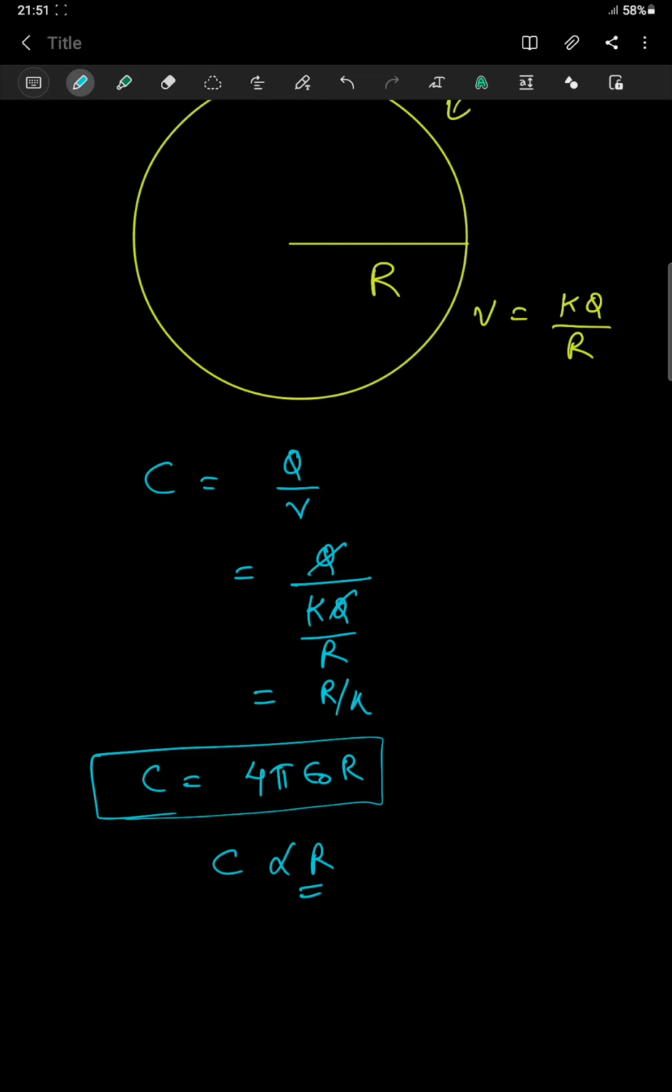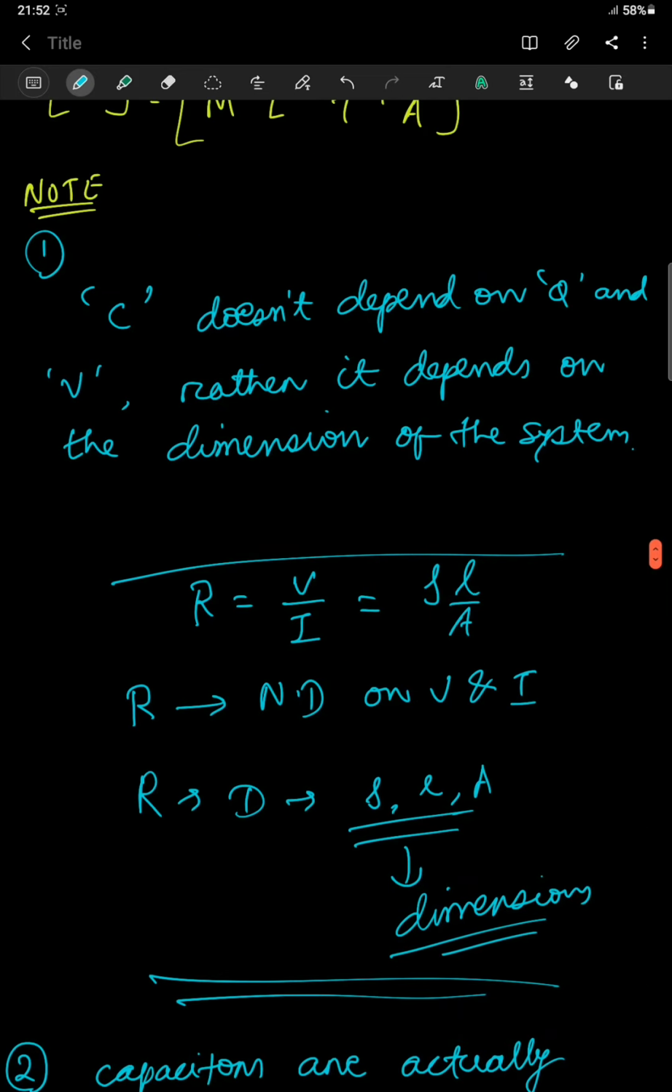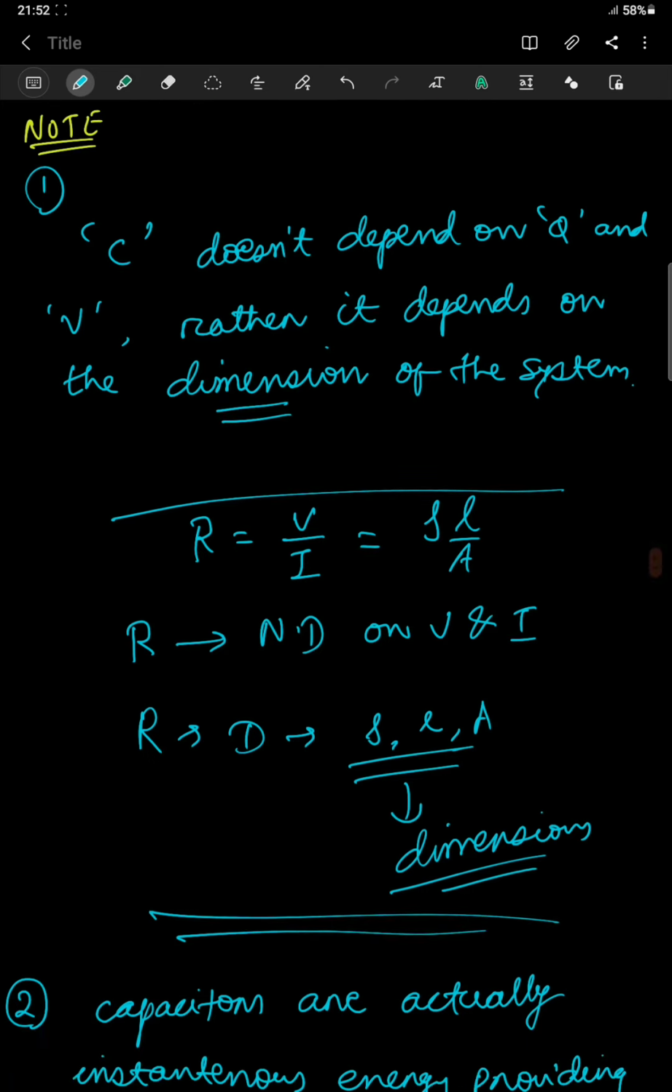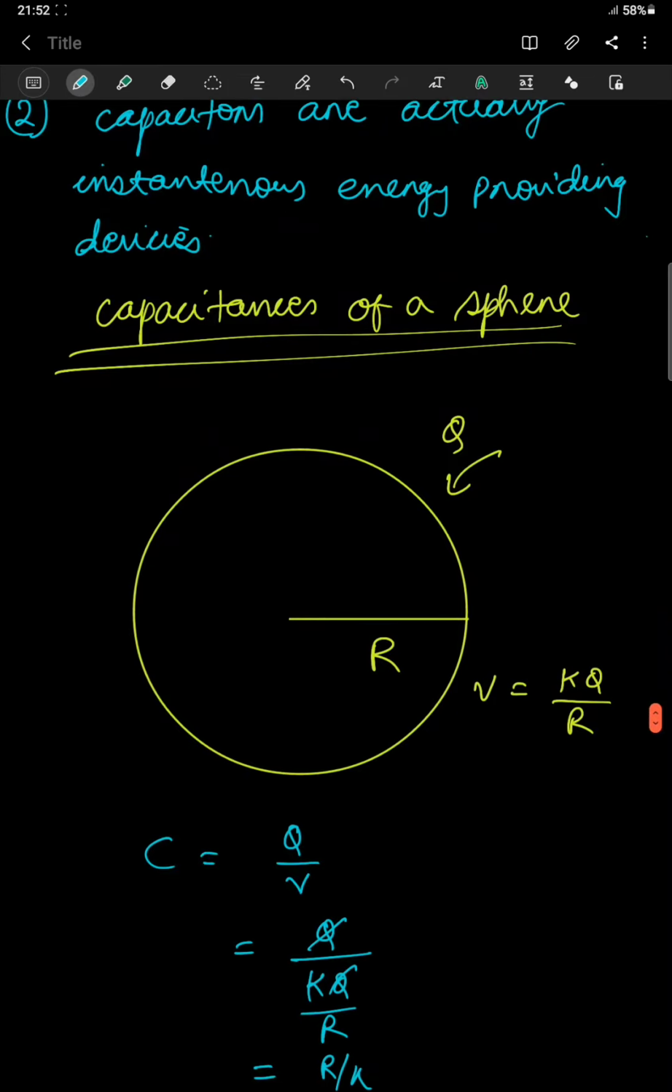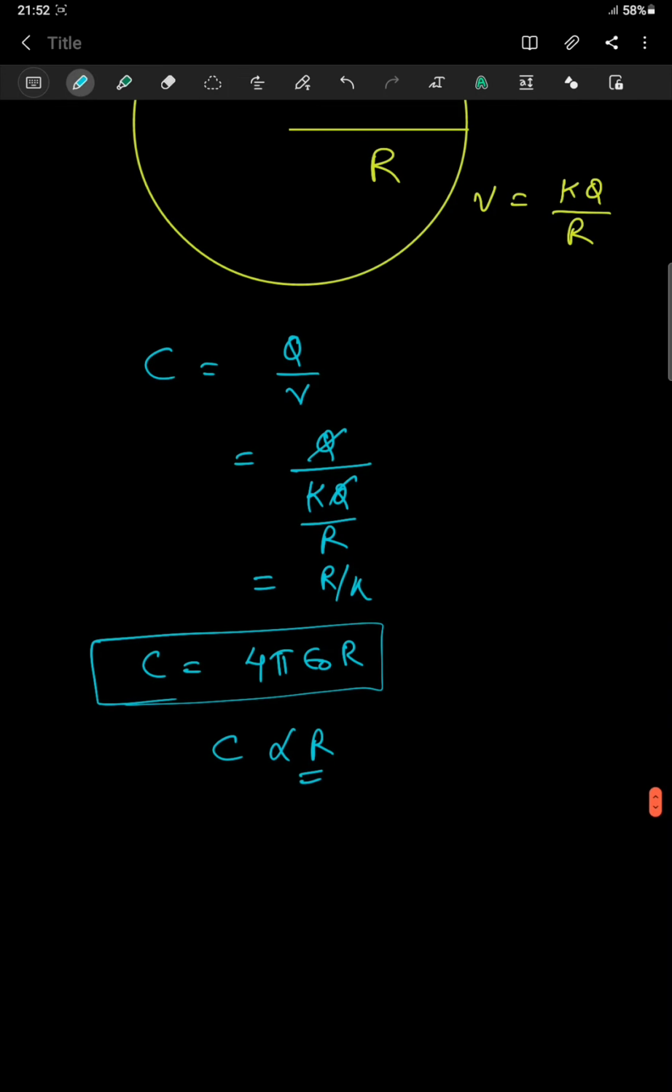So basically the statement what I made here, that it does not depend on q and v, rather it depends on the dimension of the system. So it is clearly visible in case of sphere the capacitance depends on the dimension of the system, and the dimension is r in this case. But whatever you found out here, it will come with two drawbacks. The capacitance which you have found for the sphere has got two negative points. So what are these negative points?